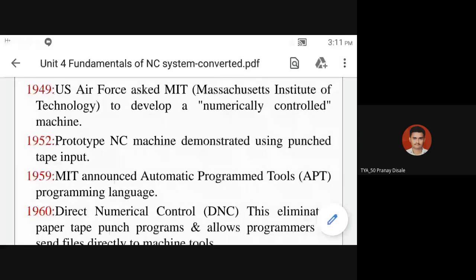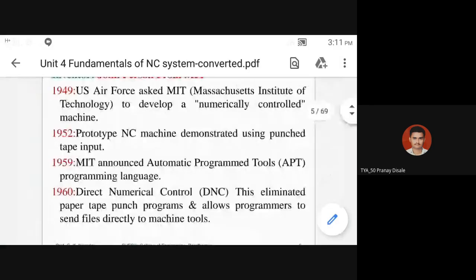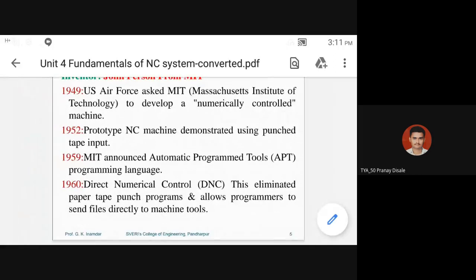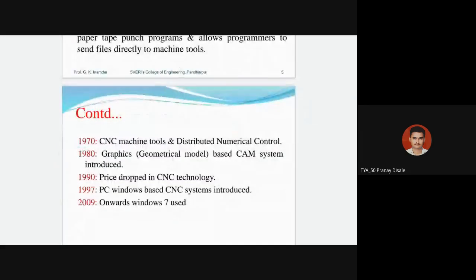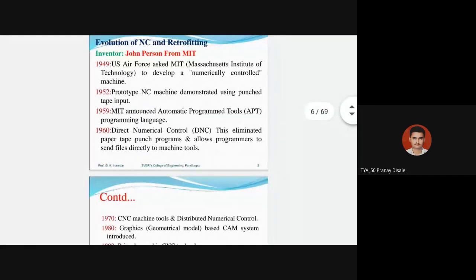Okay. After that, what is the evolution? A prototype in 1952. After that some innovations were added, DNC was developed, and after 1970 the CNC machine was introduced. This is all about the history, or evolution. Evolution is nothing but the history.